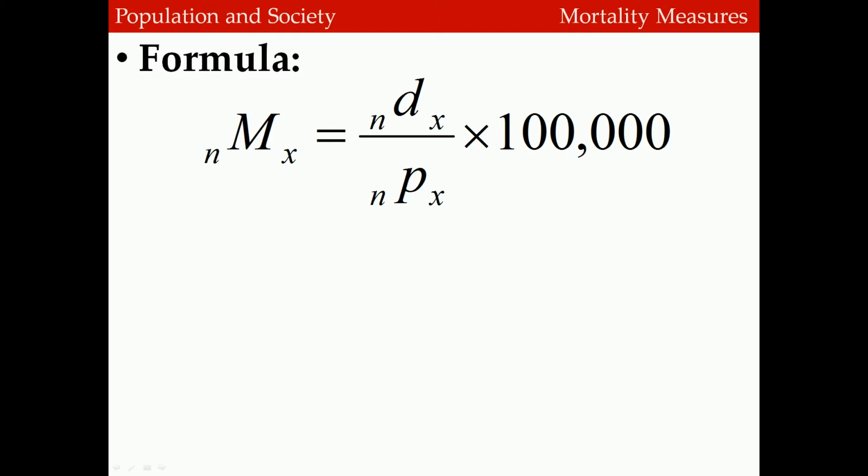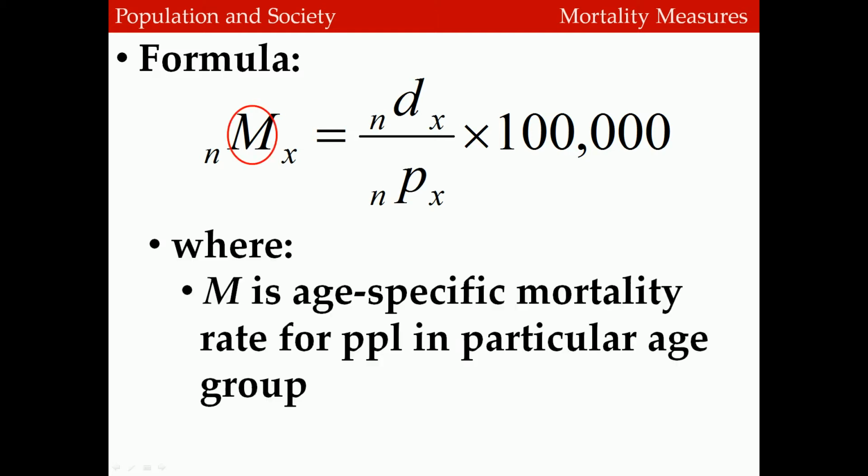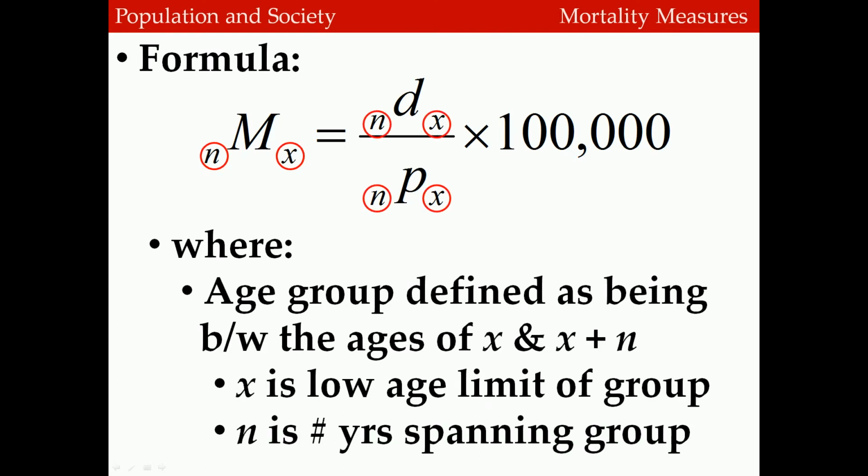So remember that we use M to illustrate some kind of a mortality rate. In this case, we have M with a sub n sub x subscript next to it. M in this case is going to be the age-specific mortality rate for people at particular age groups, right? And the subscripts n and x just refer to the lower age limit of that age group. That's what x refers to. And then the number of years spanning that age range, which is what n refers to.